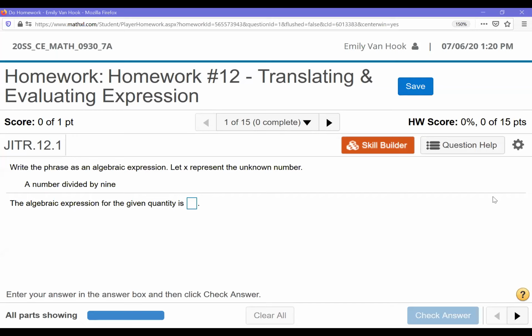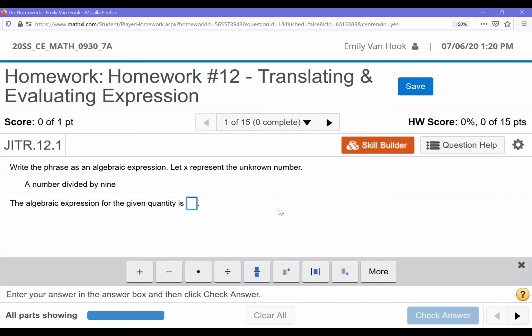All right, here we are looking at homework number 12. And let's go over some of these and get a little more practice with translating expressions and then evaluating expressions. So here's number 1, a number divided by 9. And if we read the directions above, it says, write the phrase as an algebraic expression. Let x represent the unknown number. Okay, so a number divided by 9, that will be x divided by 9.